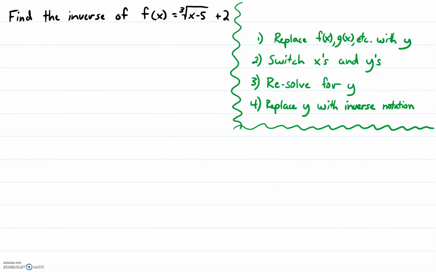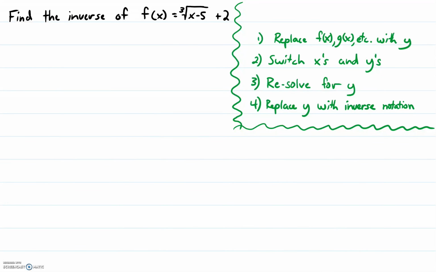Your first step is always to replace the function notation, whether it's f of x, g of x, or h of x, with y. Your second step is to switch all of your x's into y's and all of your y's into x's. Your third step is to resolve for y, in other words, get y by itself. And then your final step is cosmetic as well, just to replace the y with the inverse notation. So let's go ahead and do that with this example.